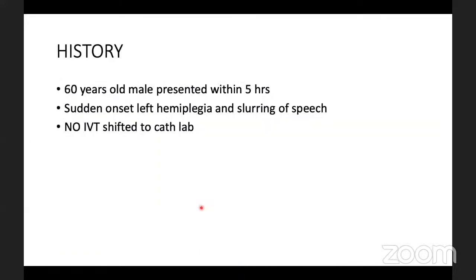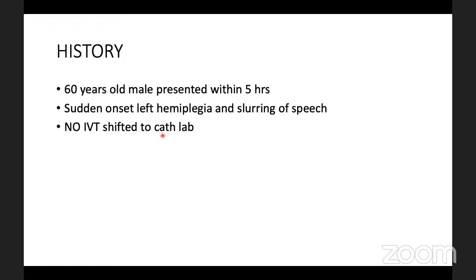Having seen all this background, we'll come to the cases one by one. First case: a 60-year-old male presented within 5 hours, so he's out of the IVT period, with sudden onset left hemiplegia and slurring of speech. The localization is right hemisphere and the artery is right MCA. No IVT was given and he was directly shifted to the cath lab.